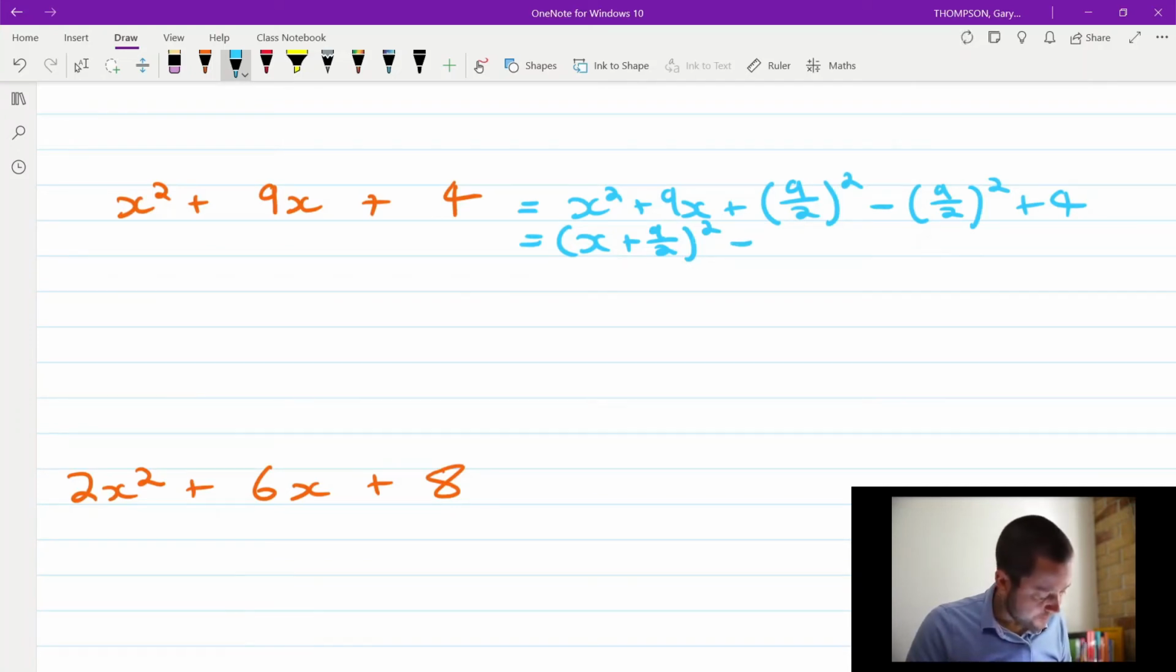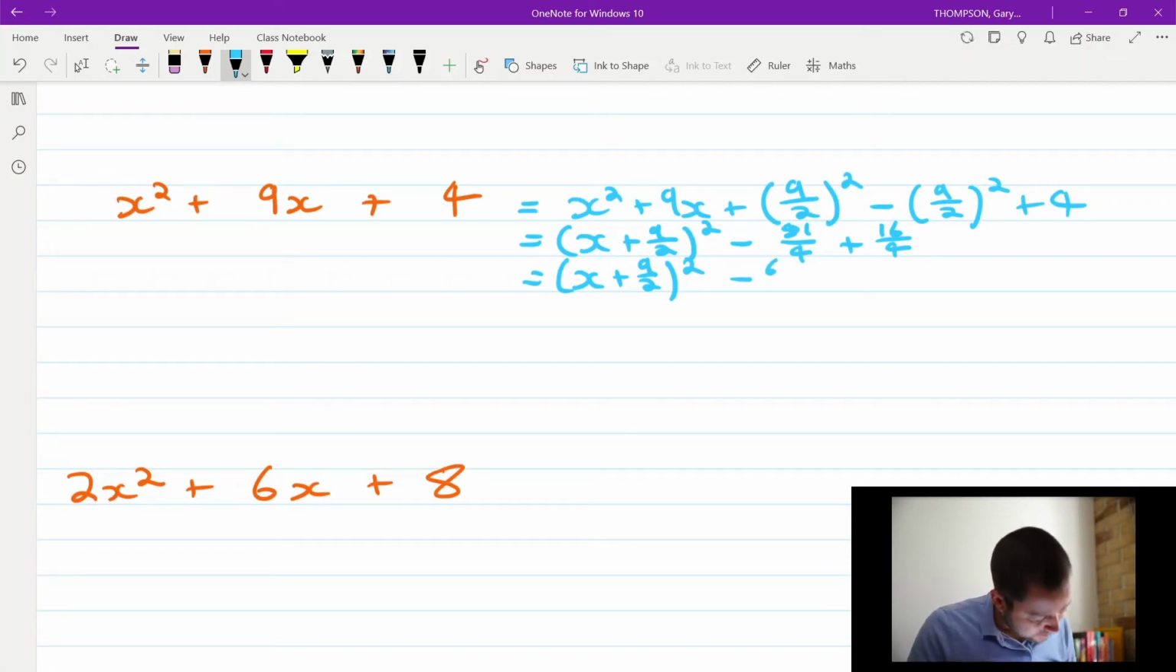Minus, let's do it. So that's going to be 81 on 4 plus 4. 4 is 16 on 4. So I've just taken the plus 4 and converted it into quarters. Tidying that up, that's going to be x plus 9 on 2 all squared minus 81 plus 16, which is, now my head's not working very well at the moment, so I'm just going to guess that should be minus 65 on 4.